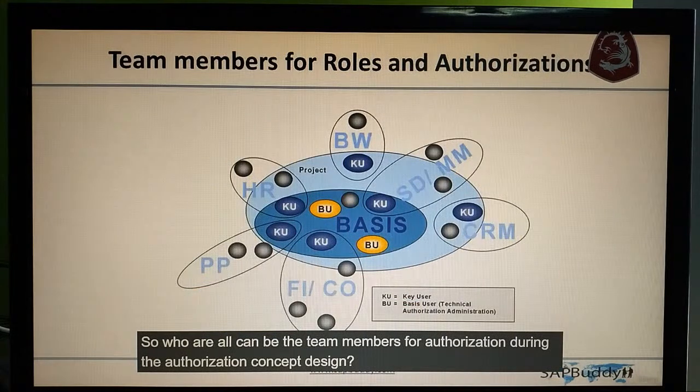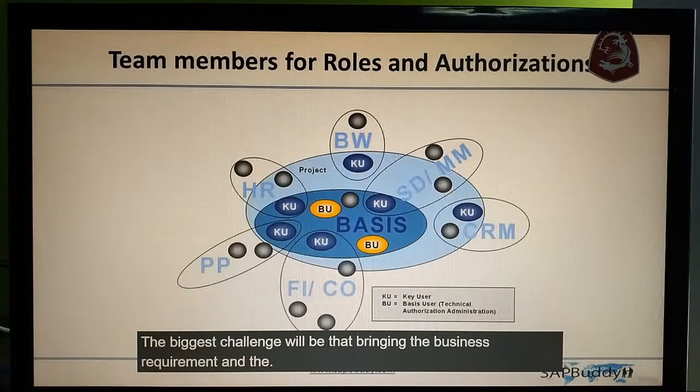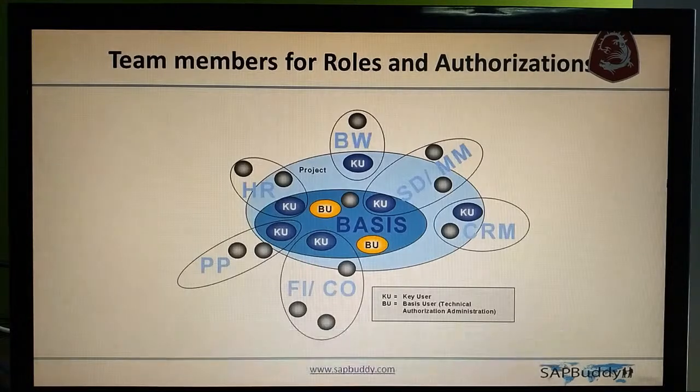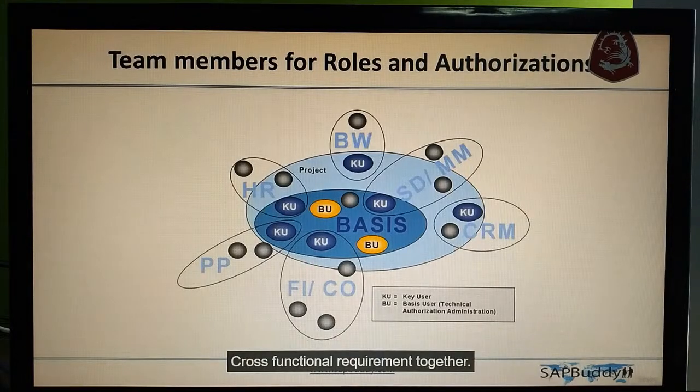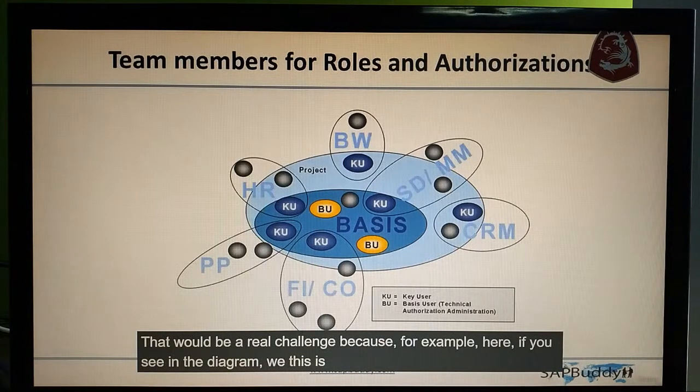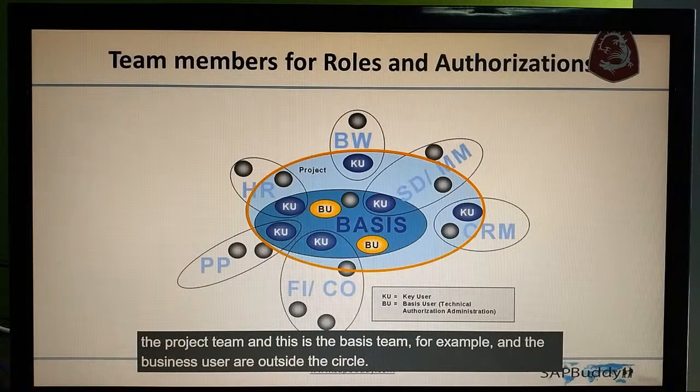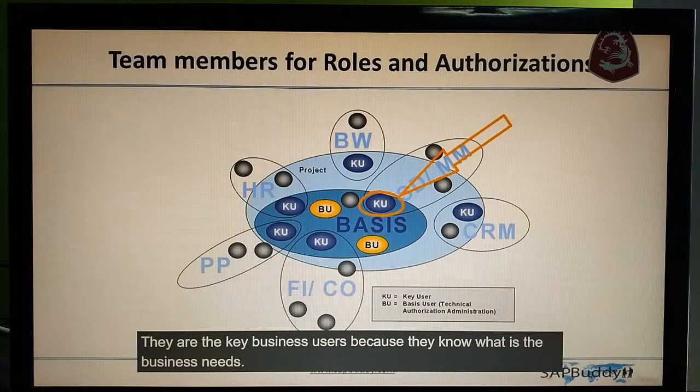During the authorization concept design, the biggest challenge will be bringing the business requirement and the cross-functional requirement together. That will be a real challenge. Because, for example, here, if you see in the diagram, this is the project team and this is the basis team, for example. Okay, and the business users are outside this circle.